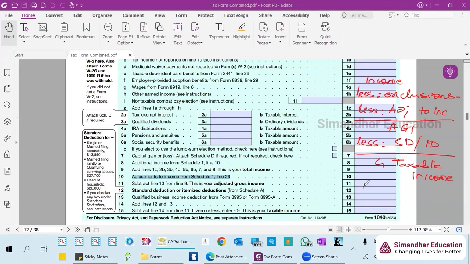Then what? Then we have to add lines 12 and the QBI, the qualified business income. Earlier you were saying it, right?